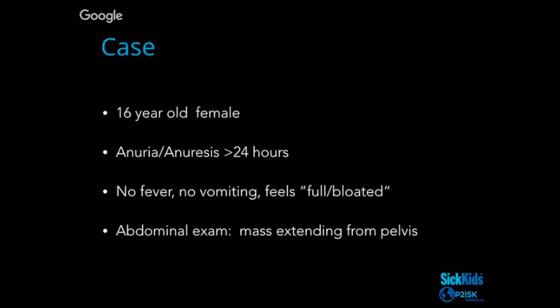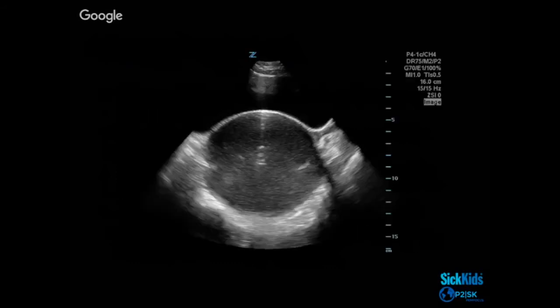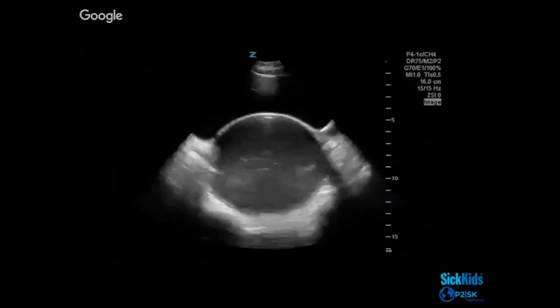Okay, so our first case is a 16-year-old female. She's had anuria and enuresis for greater than a day. She's had no fever, no vomiting, but feels full and bloated. And she has a palpable mass extending from her pelvis. When this patient came into our walk-in side of the emergency department, this was the ultrasound that was seen.